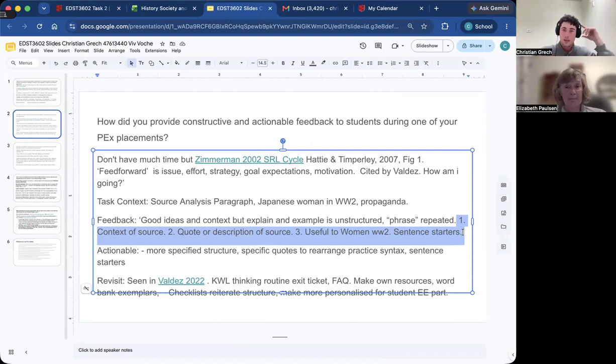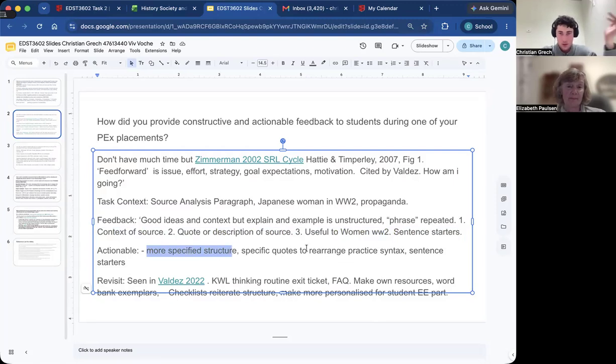I usually try and offer sentence starters, or I might write a whole sentence. That way they have a concrete idea of what that looks like. And it usually ties back to combat scaffolds or some sort of source analysis scaffold anyway. It's actionable. It's more specified structure, specific quotes.